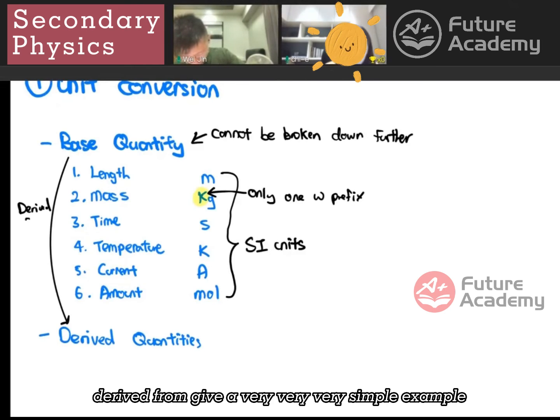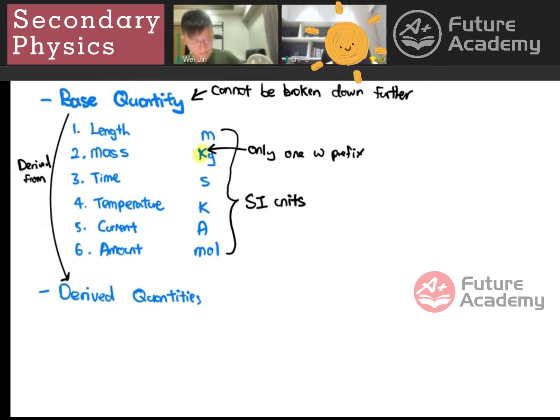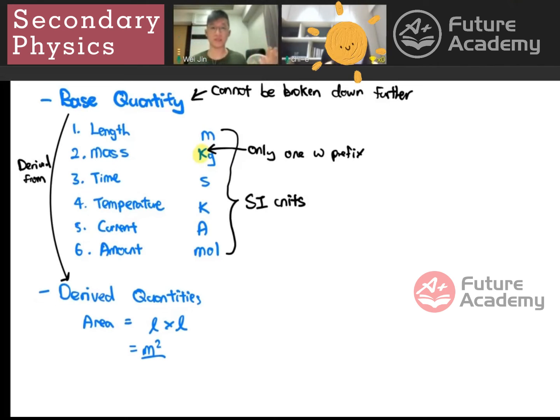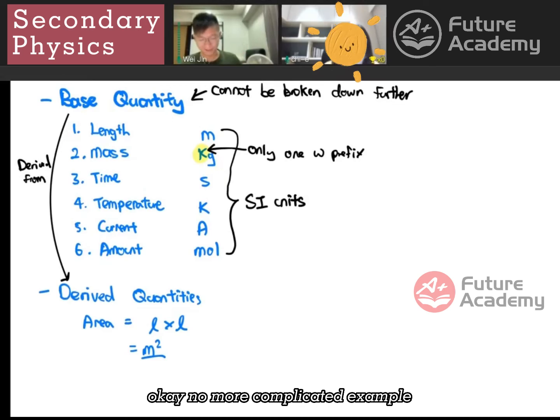Okay, derived from. Give you a very, very simple example. Area is a derived quantity. Area is length times length. Area is meter square. Meter square, this unit, is derived from length. That's what we can say. Okay, now a more complicated example.